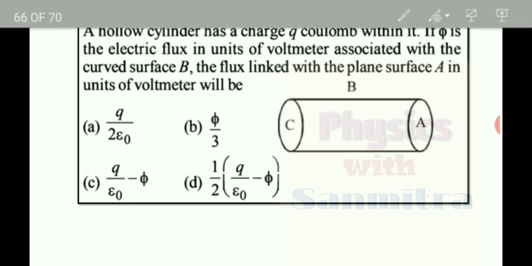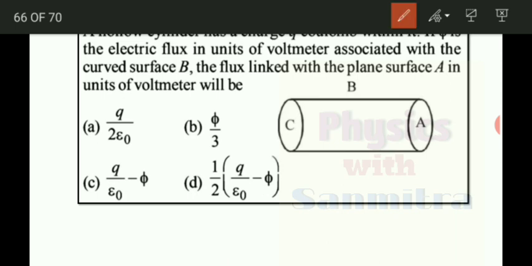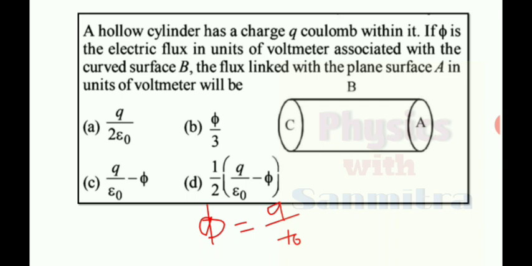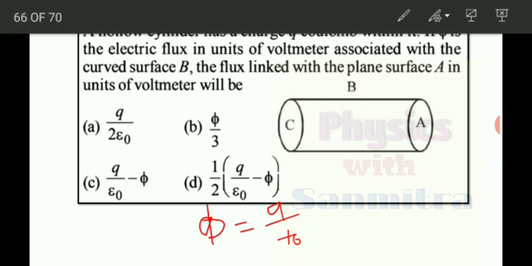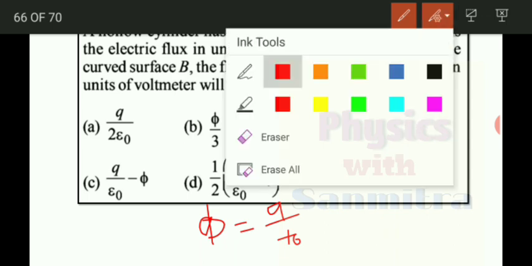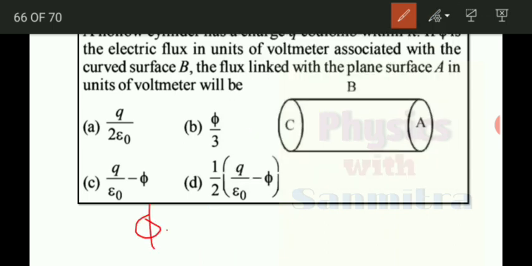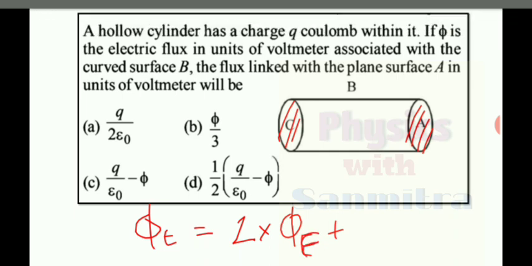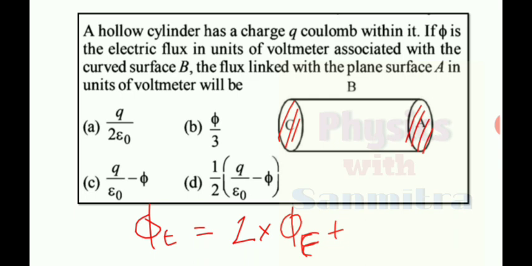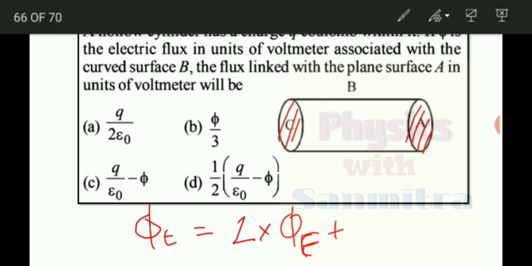Let's see here. This is the total flux due to all the surface, that is q by epsilon naught. Now this I can write here, let's say this is total flux phi t. Phi t will be flux due to the curved surfaces, there is 2 into the individual curved surface phi c, plus flux due to the plane surfaces. There are 2 plane surfaces, so phi f, and flux due to the curved surface is given as phi only. The notation is given as phi.